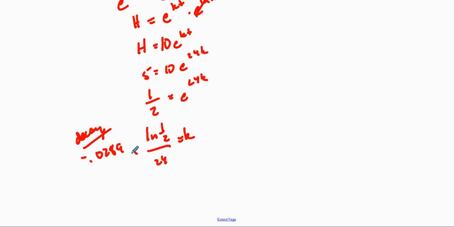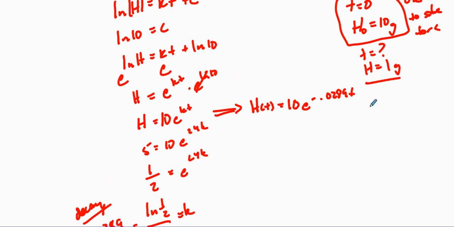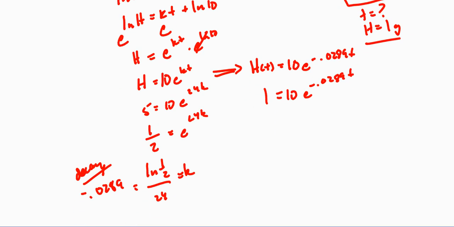We're going to take that and plug it back in here. And so we'll have h of t equals 10 e to the negative 0.0289t power. From here, we want to figure out our problem. So we're going to take h and plug it in there. We have 1 equals 10 e to the negative 0.0289t. And now we're just doing some pre-calculus advanced algebra things.